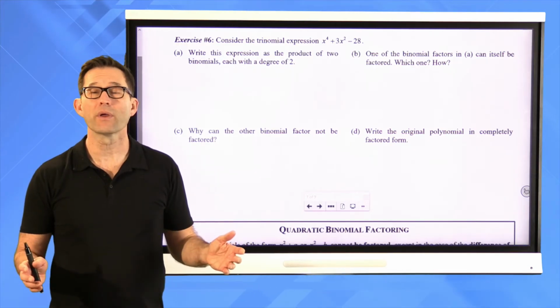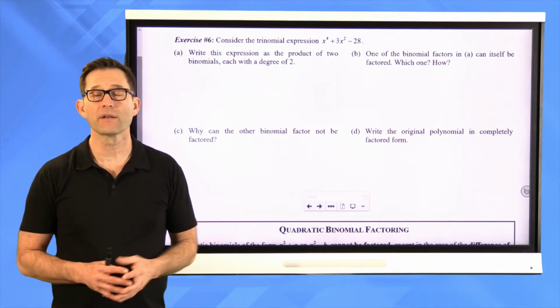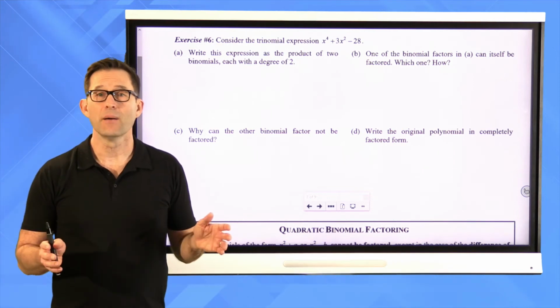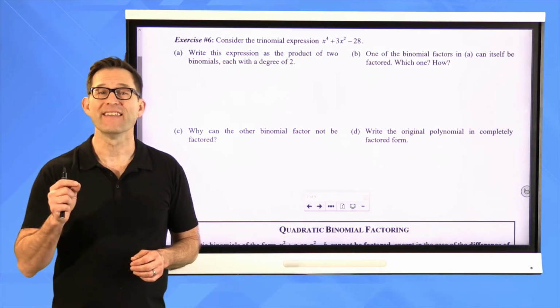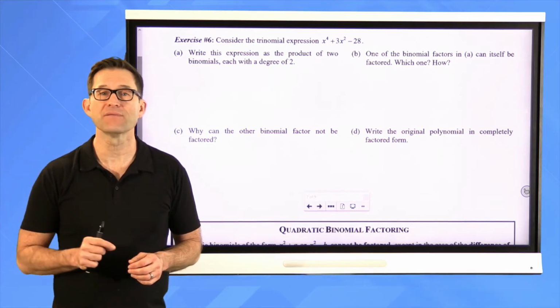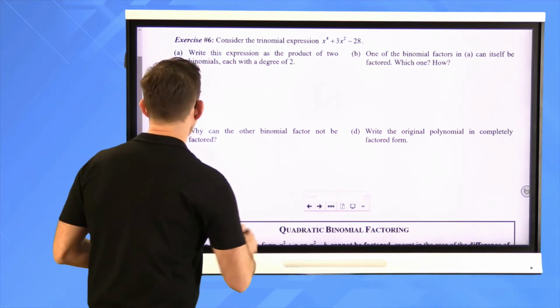All right, here we go. Two numbers that have a product of negative 28 and a sum of positive 3 will be positive 7 and negative 4. Positive 7 and negative 4. So I can now factor this.